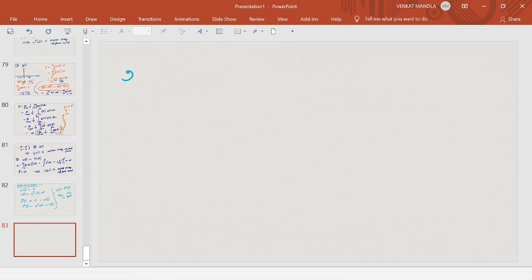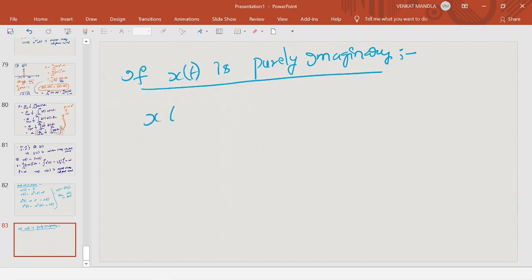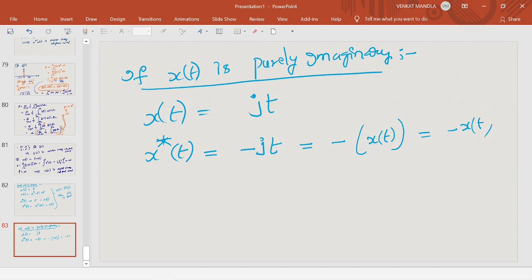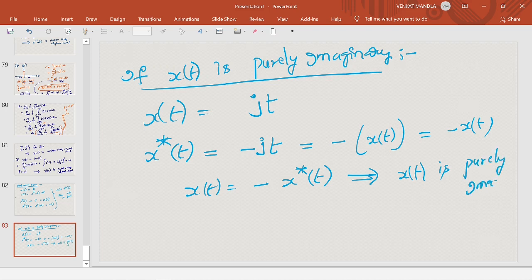Next, if x of t is purely imaginary, purely imaginary means there is no real part. Suppose I take x of t equal to j into t. You don't have a real part, you only have an imaginary part, only j terms. So what if I do x conjugate of t? Wherever a j term is there, you replace j with minus j, so minus j t. So how can I write this? Minus of x of t. So that implies x of t equal to minus x conjugate of t, then x of t is purely imaginary.